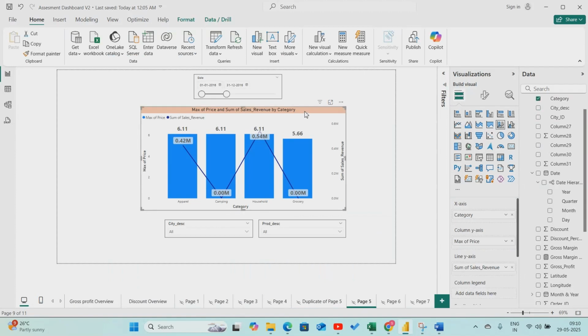So when we say the fixed price, we considered here the unit price, okay, and we took the max of unit price to understand what was the maximum fixed price for any particular product in that category. What we understood here is that all three categories, apparel, camping and household, had a maximum unit price for any of their products of $6.11 per unit. But household generated the maximum revenue of around 0.5 million USD.